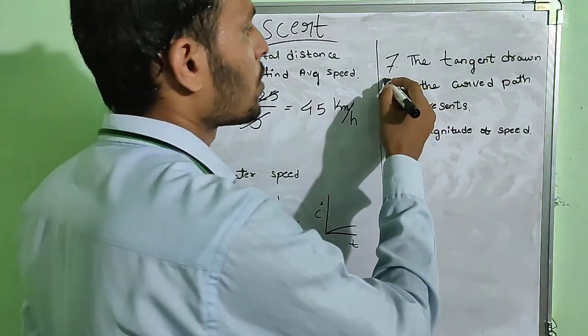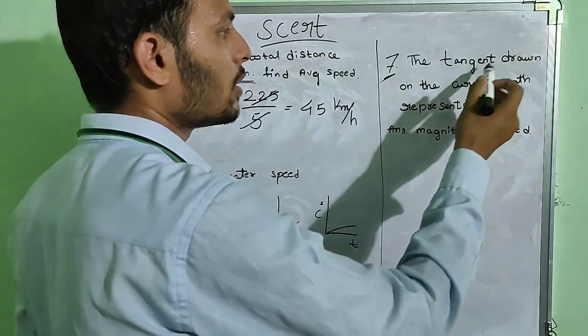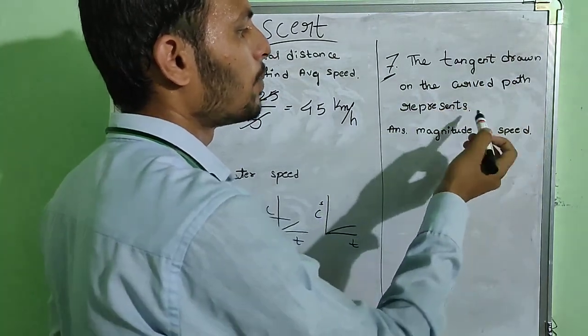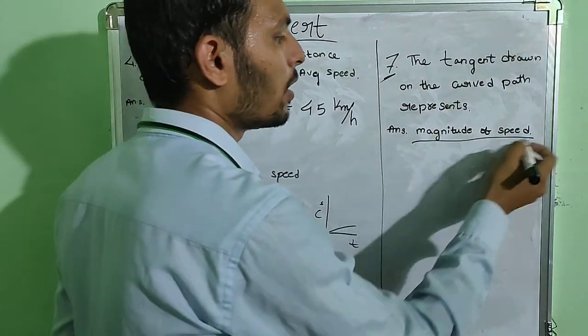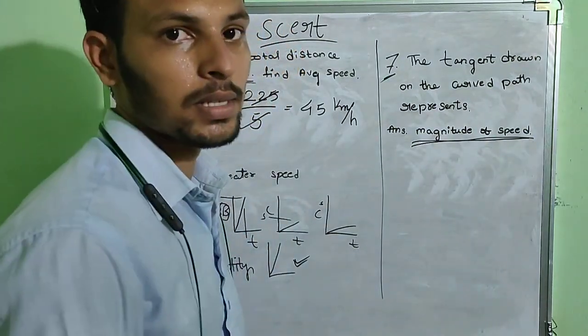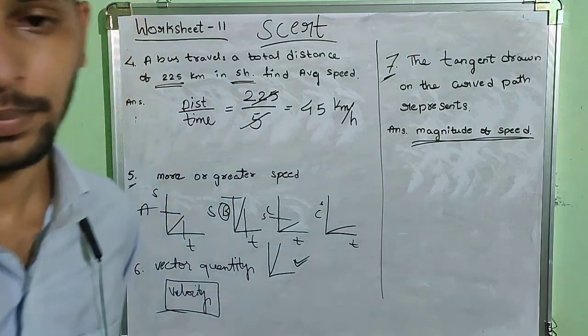Now the next question, question number 7, is: the tangent drawn on the curved path represents the magnitude of speed.